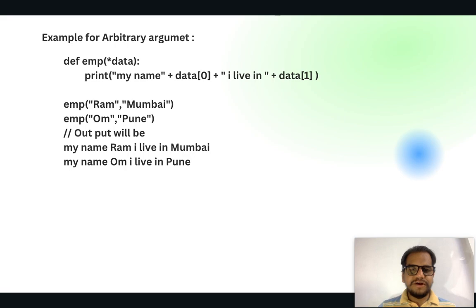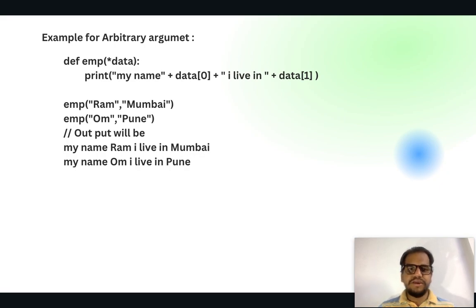example for arbitrary arguments. It means we have a bunch of arguments, but we don't know how many arguments the user is passing. We don't know how many arguments the developer is passing. Suppose sometimes they pass 2, sometimes 4, sometimes only 1. Then how can we manage?